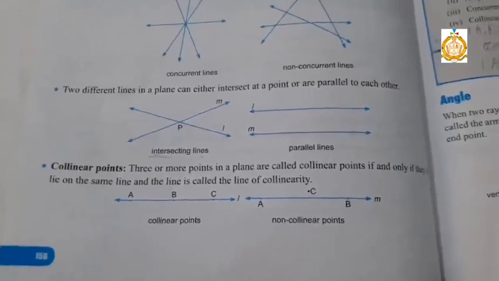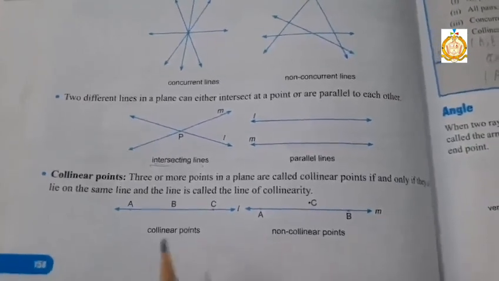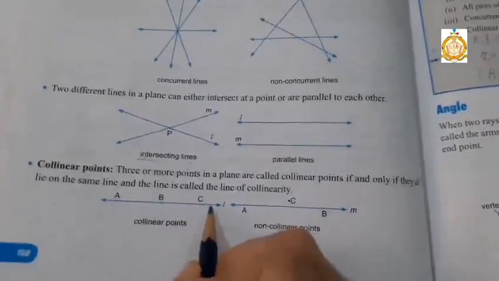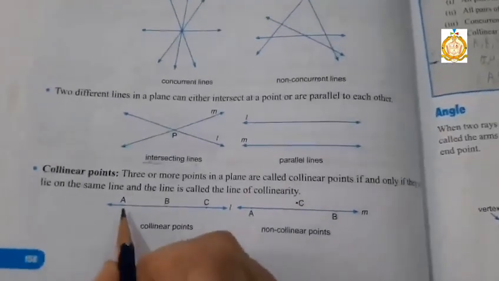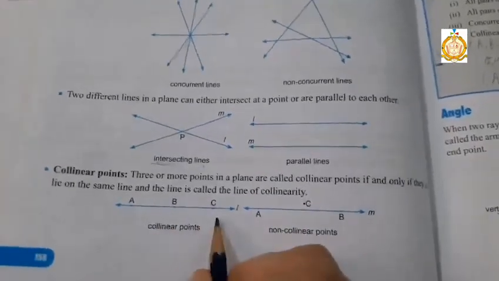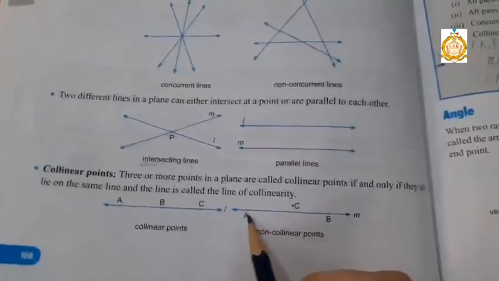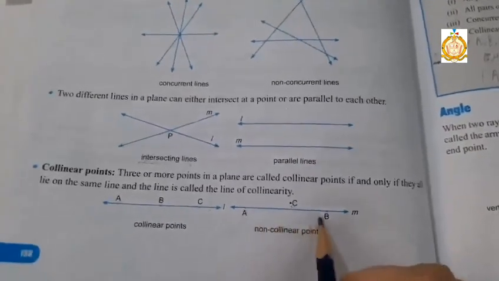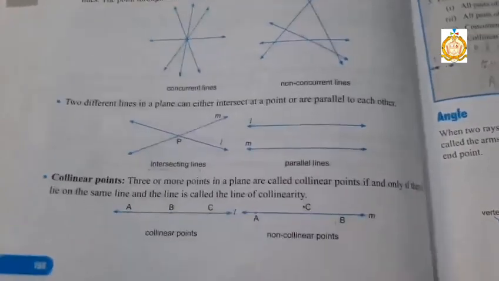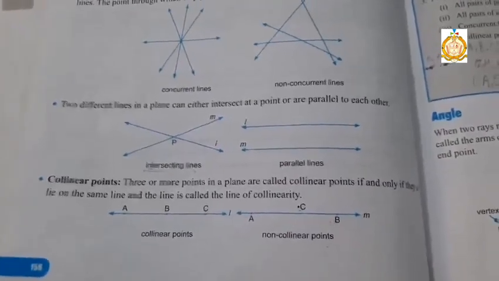Three or more points are said to be collinear if they are on the same line. Here the 3 points A, B, C are on the same line. So these 3 points are collinear. But here the C point is not on the same line. So these are non-collinear points.